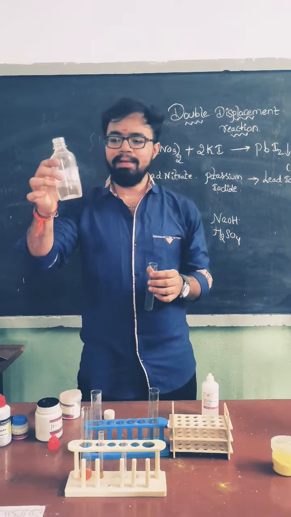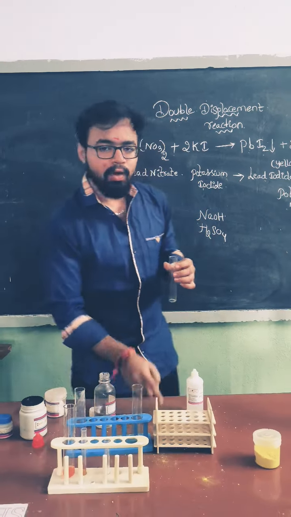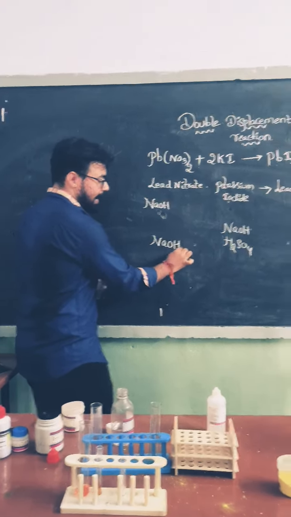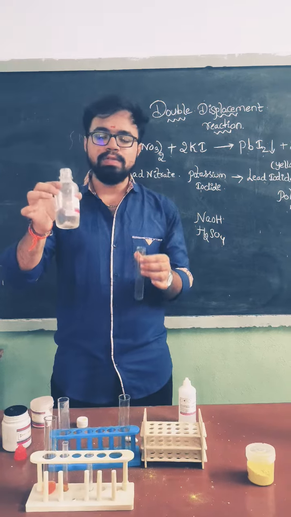So here is a sodium hydroxide solution which is a base. The sodium hydroxide formula is NaOH. Na stands for sodium, OH hydroxide. Sodium hydroxide is a base.